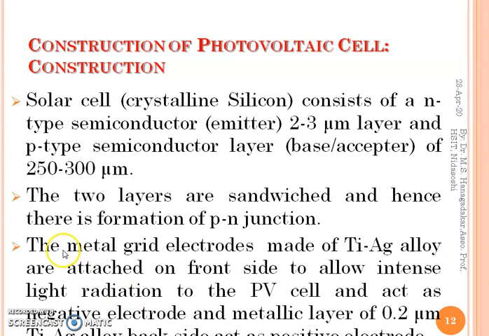As I explained in the diagram, the metal grid electrodes, made up of titanium silver alloy, are attached at the front side to allow the very intense light radiation into the PV cell unit, and it will act as a negative electrode. A metallic layer of 0.2 micrometer titanium silver alloy is also attached at the back side of the PV cell unit, which will act as the positive electrode.